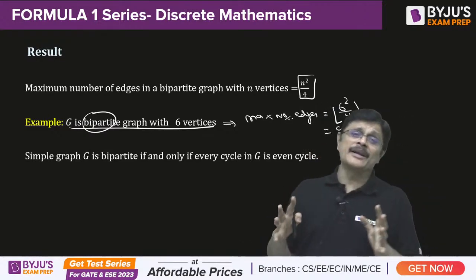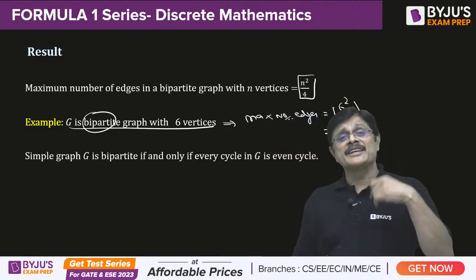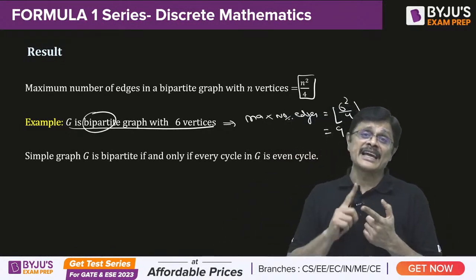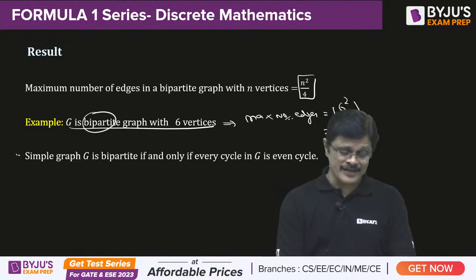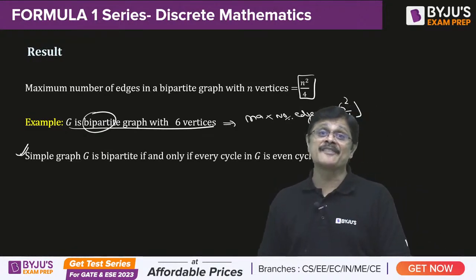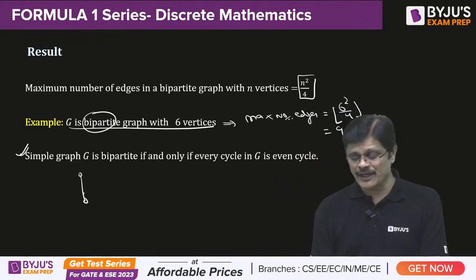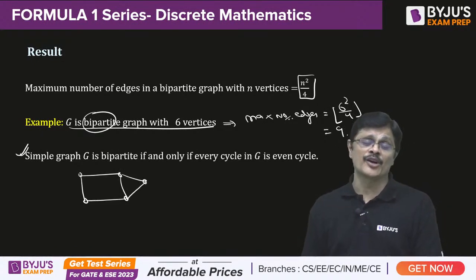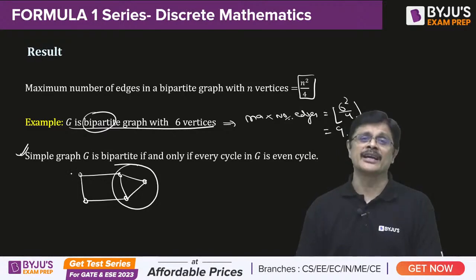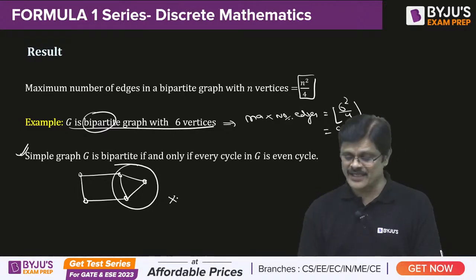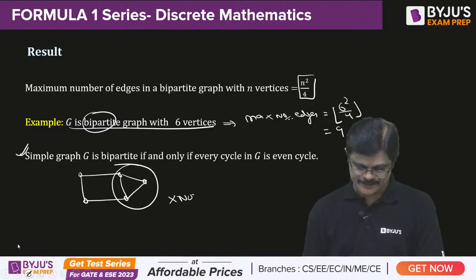And in a bipartite graph, every cycle is an even cycle. Every cycle must be an even cycle. This is a wonderful result to verify whether the graph is bipartite or not. Suppose I give you a graph like this, you can immediately say whether it is bipartite or not. Because here there is an odd cycle, it is not bipartite.